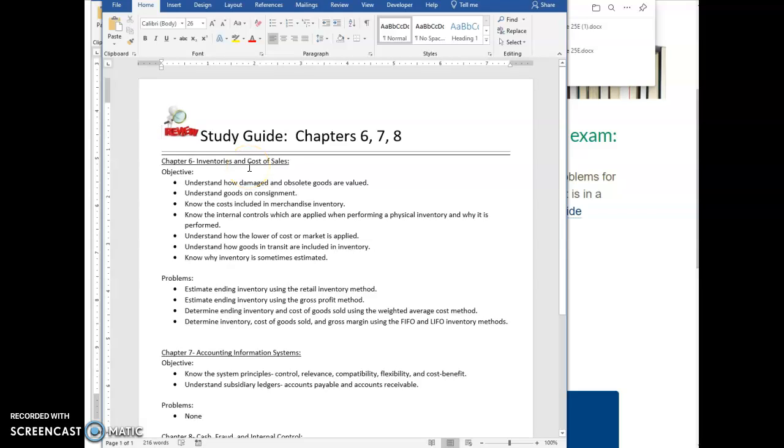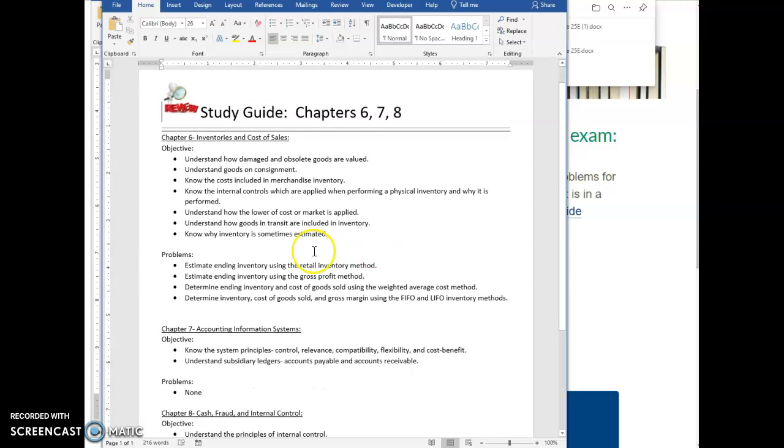So we want to talk about damaged and obsolete goods and how we are going to value them. Talk about goods on assignment, on consignment. We also want to talk about internal controls as far as physical inventory and why we perform them. Also, understanding the lower of cost or market, how goods in transit are included in inventory, and know why we sometimes estimate inventory.